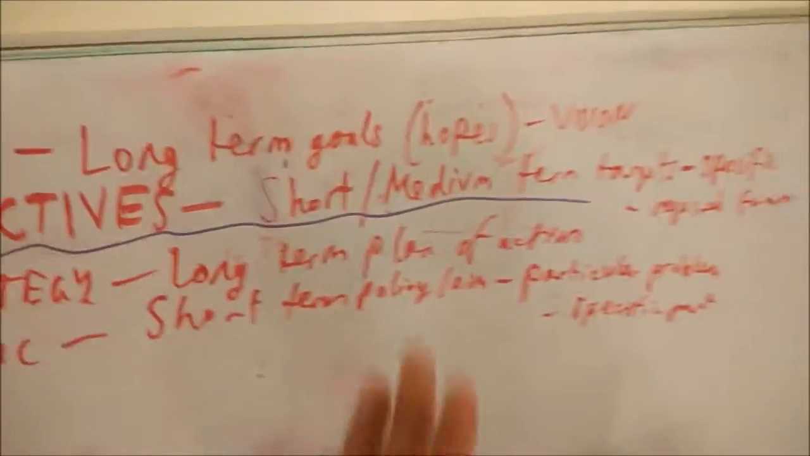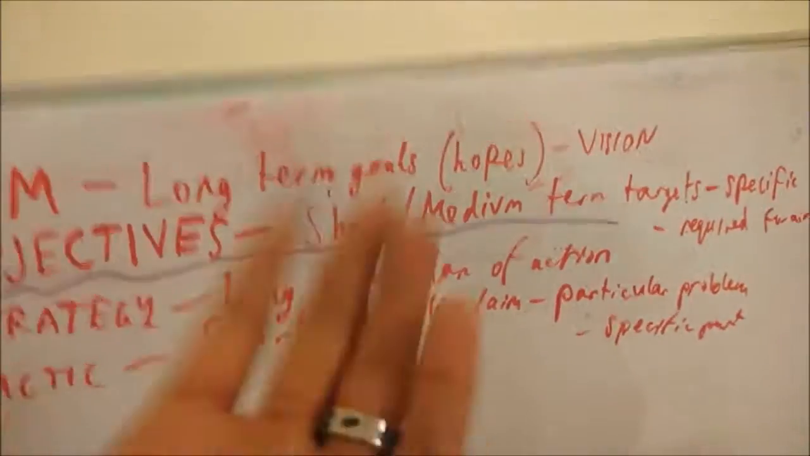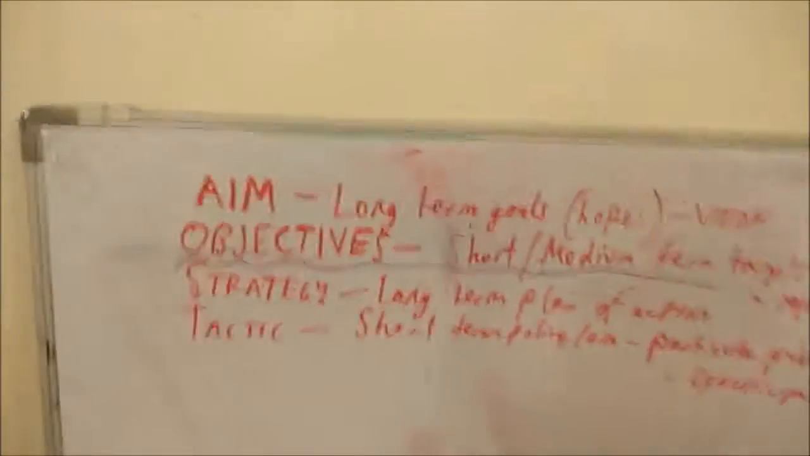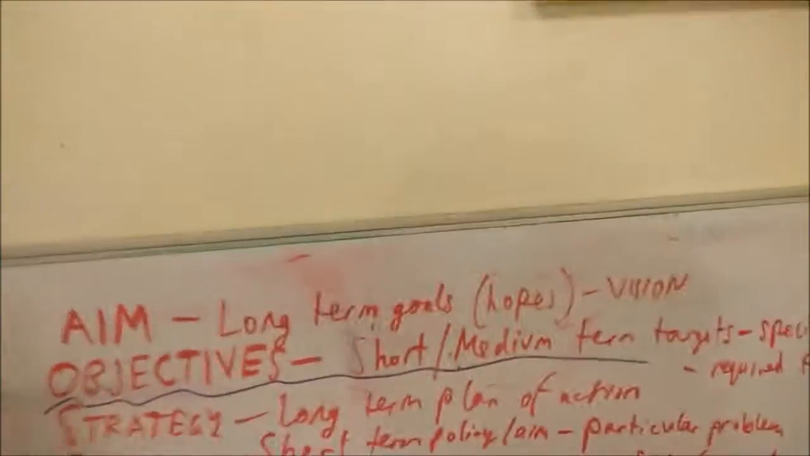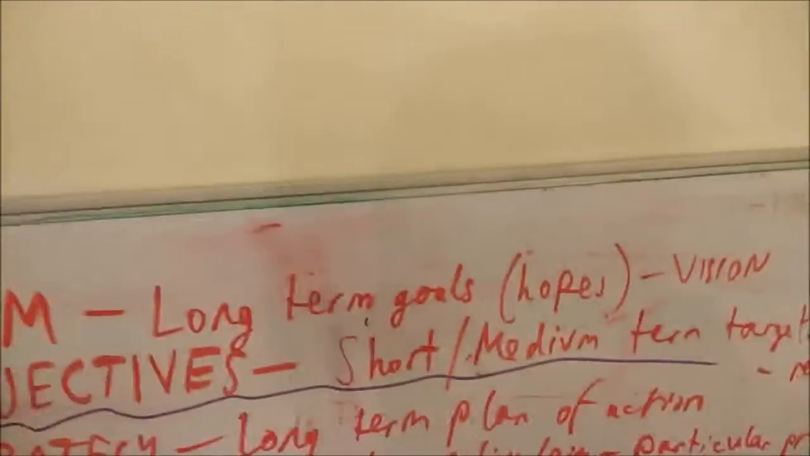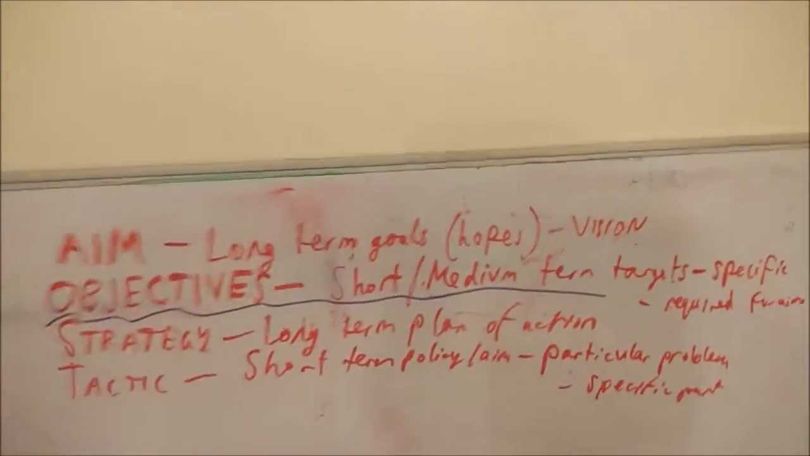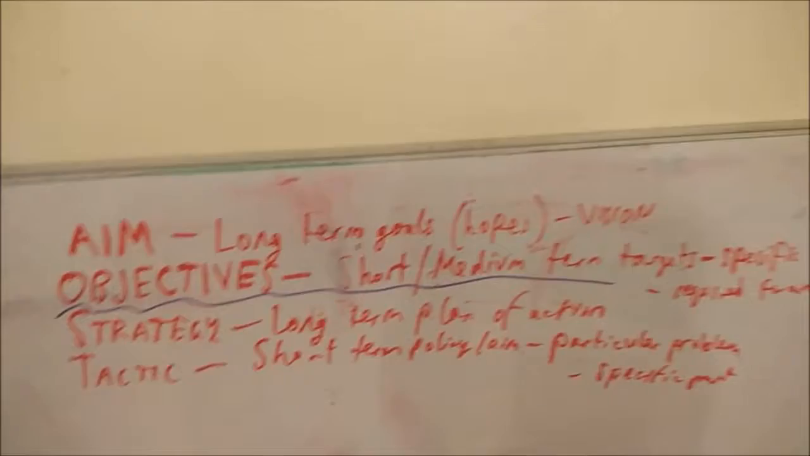A strategy is the long-term plan of action. Like, what plan of action are you taking? If you read any business case study and they mention the business's strategy, you are thinking through the long-term aims to achieve the long-term goals to achieve the final aim. So they're making a strategy for a long-term plan of action.